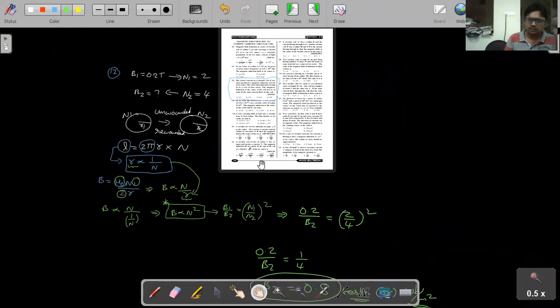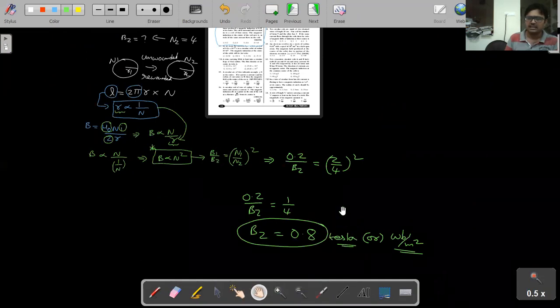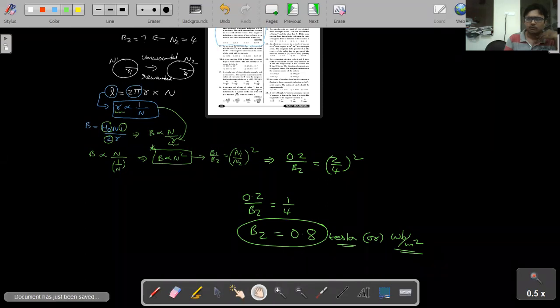Please check this one. B1, B2 and the number of turns are given. B2 they want to find. The wire is first unwound and again rewound to different turns. Whenever they say unwound and rewound to different turns, you must remember the length is the same. So directly come to the formula B is proportional to N square from now onwards, directly apply it and get the answer. I hope it is clear to all the students in the class. Is it clear? Yes, sir.